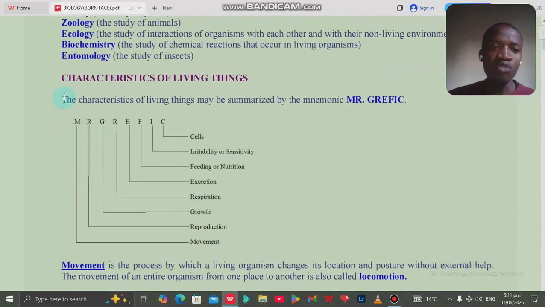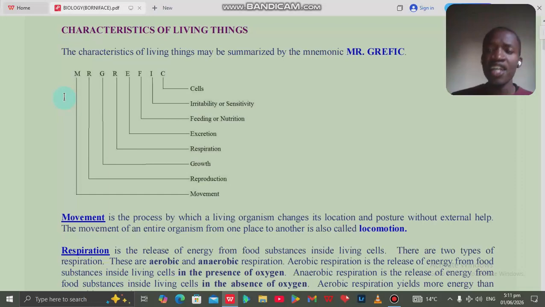So let's now move on to the characteristics of living organisms. So for us to say these are living organisms, there has to be some characteristics that we need to observe about those. So what are these characteristics? Each time that you're trying to remember the characteristics, you always need to use the mnemonic Mr. Graphic. So each and every letter has a meaning.